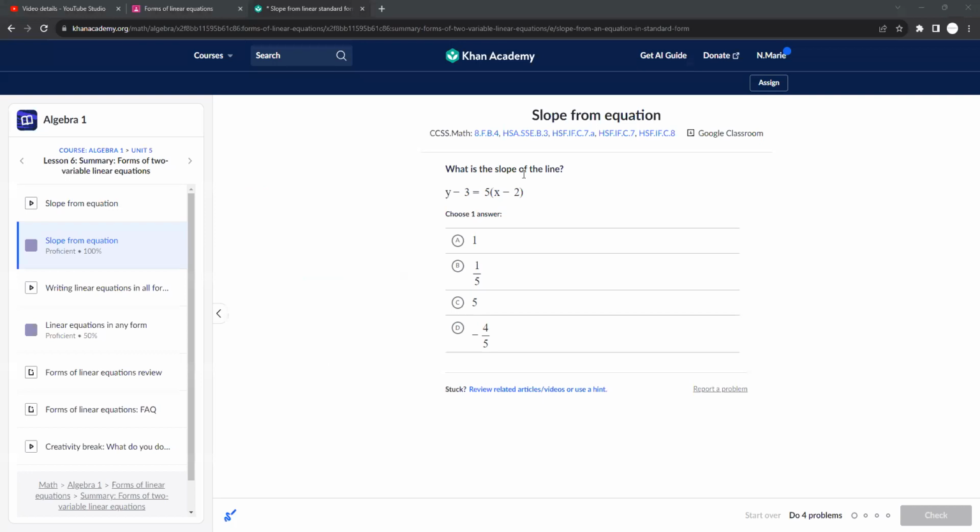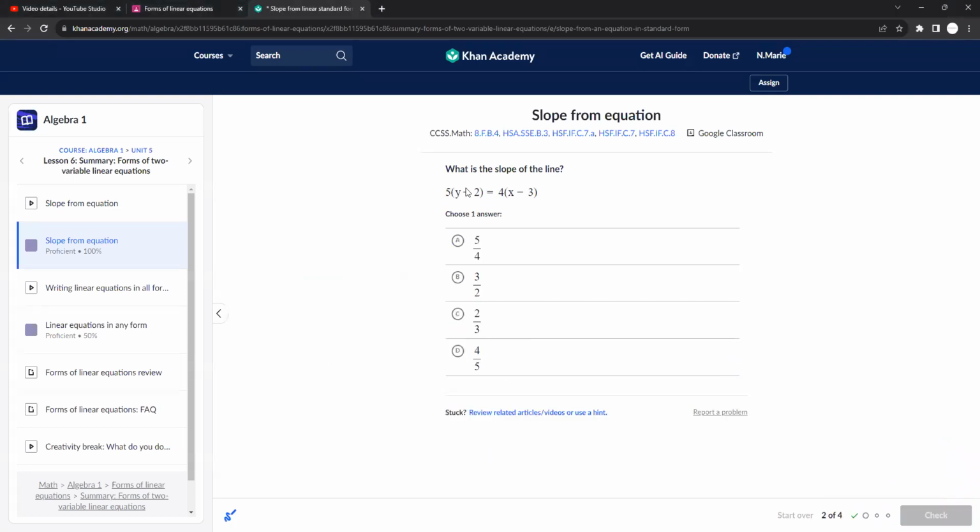Okay, so since this is in point slope form, the slope is right here. It's the 5. So that one's pretty easy to see the slope. So for this one, you need to put it in point slope form. So all you have to do is divide both sides by 5. And this becomes 4/5.